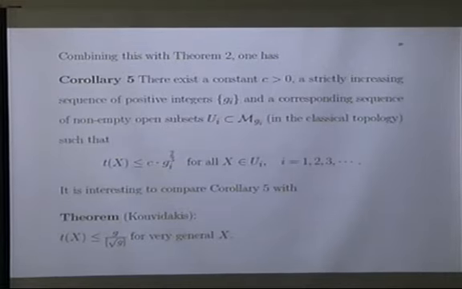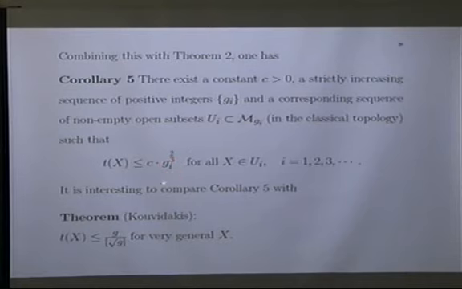Using the Buser–Sarnak sequences and also Theorem 2, this Seshadri bound of K_X times X with respect to the diagonal, you can get a result which says that you can find a constant C and a strictly increasing sequence of positive integers g_i and corresponding non-empty open subsets U_i in the moduli space of Riemann surfaces of genus g_i, such that for each Riemann surface corresponding to points in this U_i, T_X is less than or equal to C times g_i to the power 2/3.